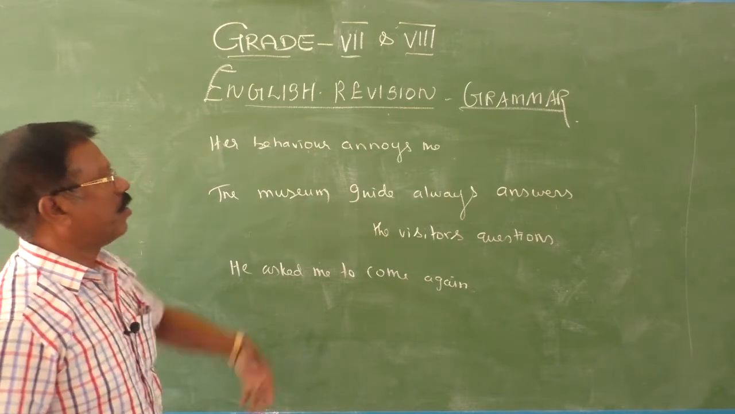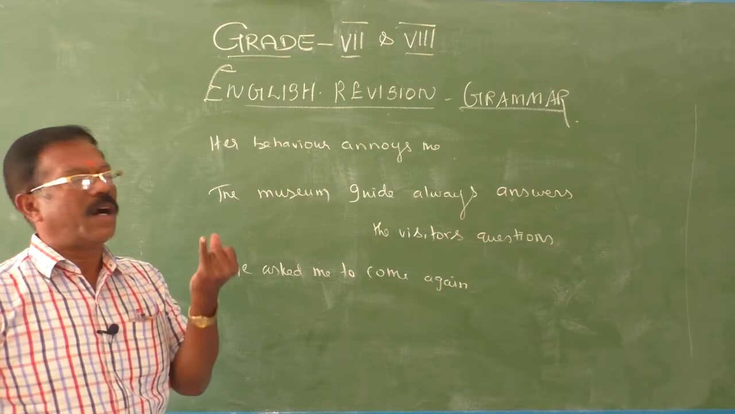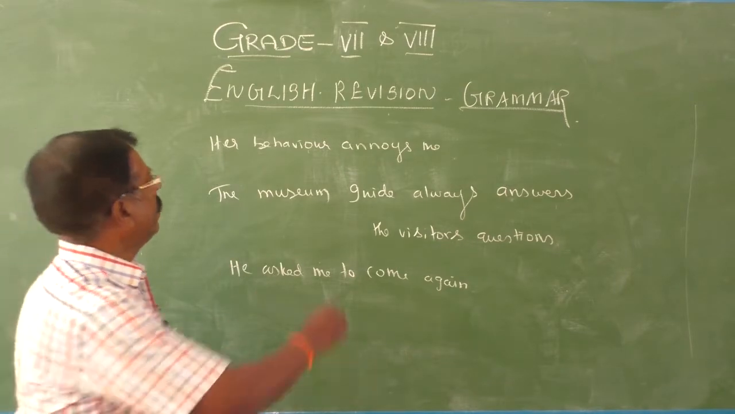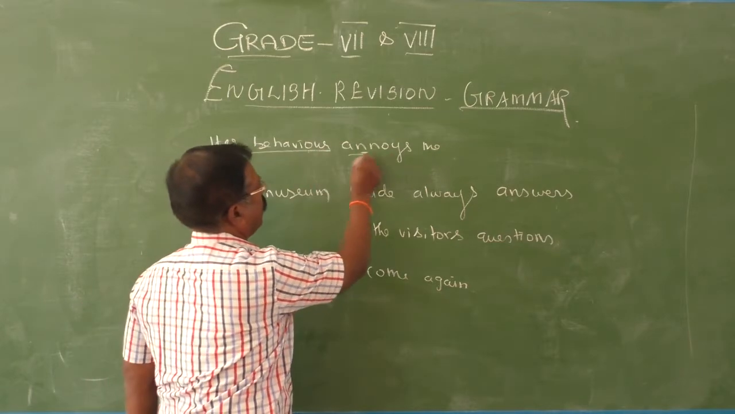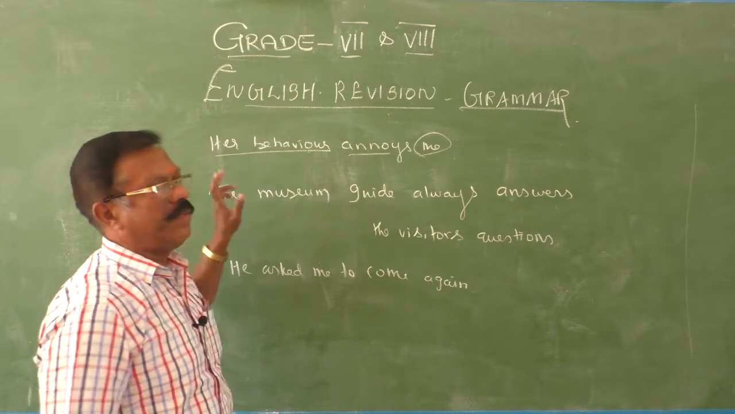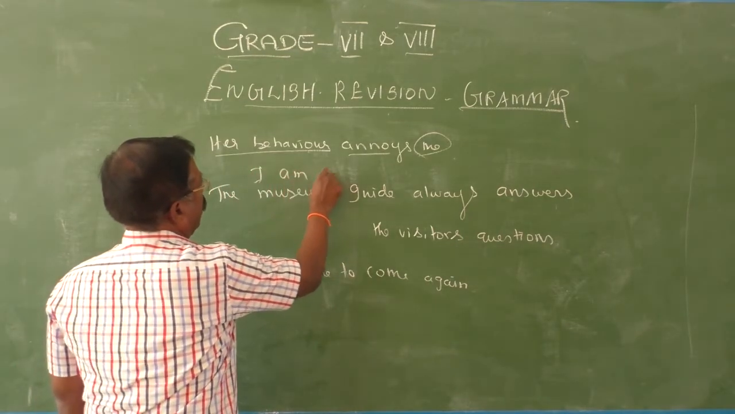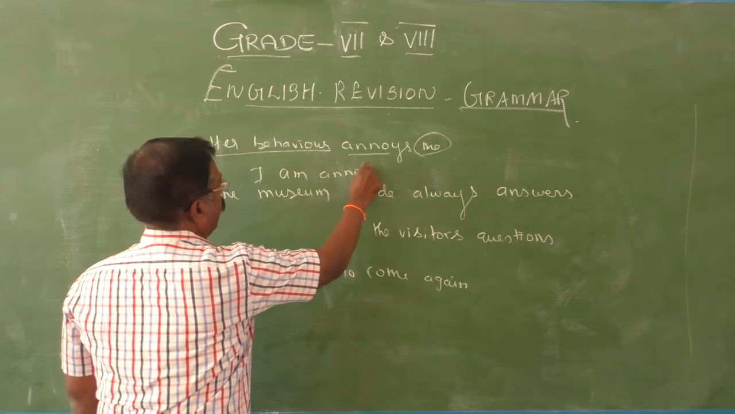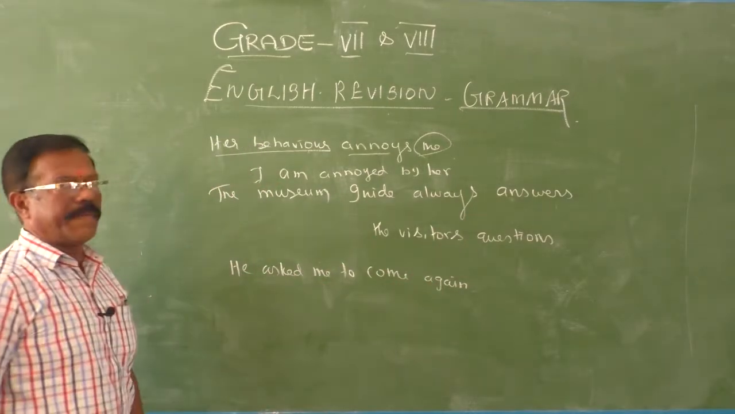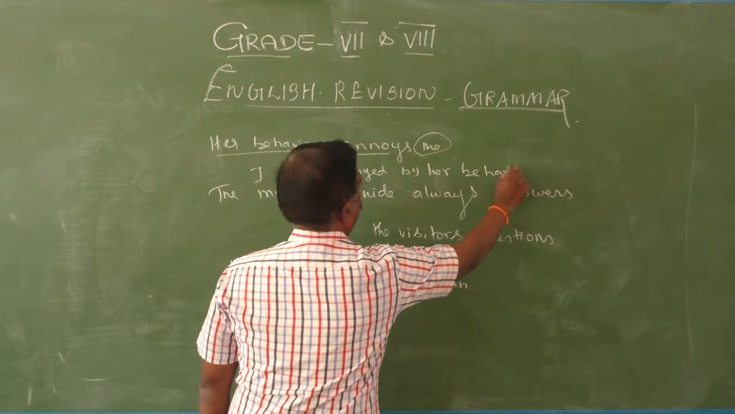See, her behavior annoys me, simple present tense. So you have to use is if the object is singular. You have to use are if the object is plural. Her behavior is a subject, annoys is the verb, me is an object. So when me comes here as a subject, it should be changed into I. I am annoyed by her behavior. So this is the answer.